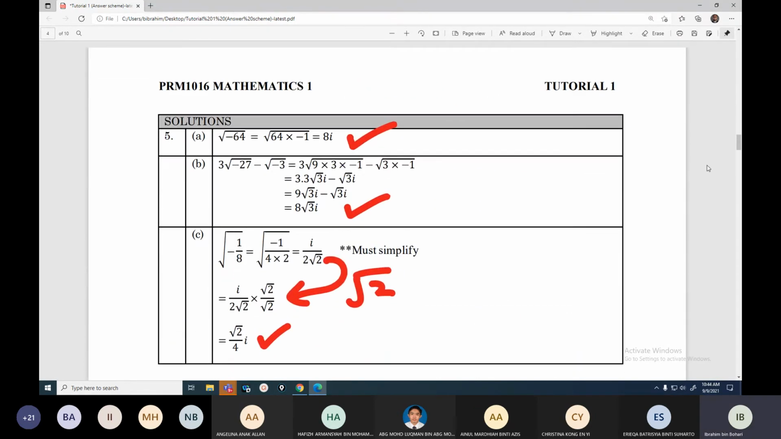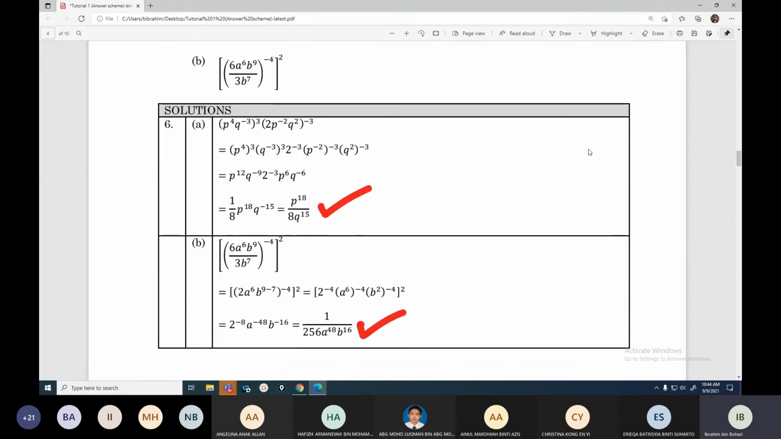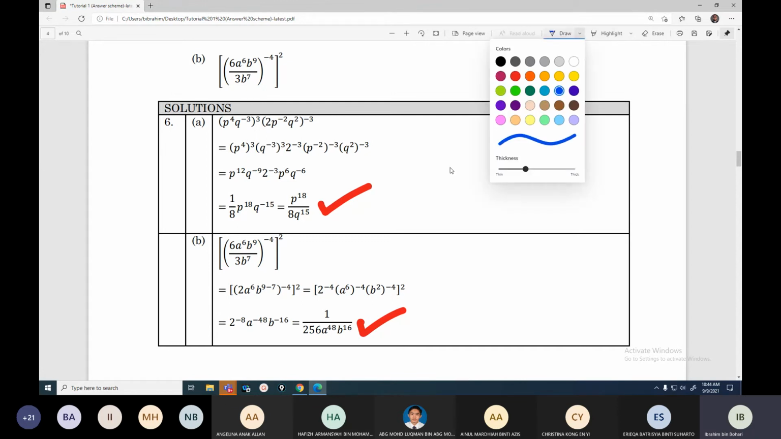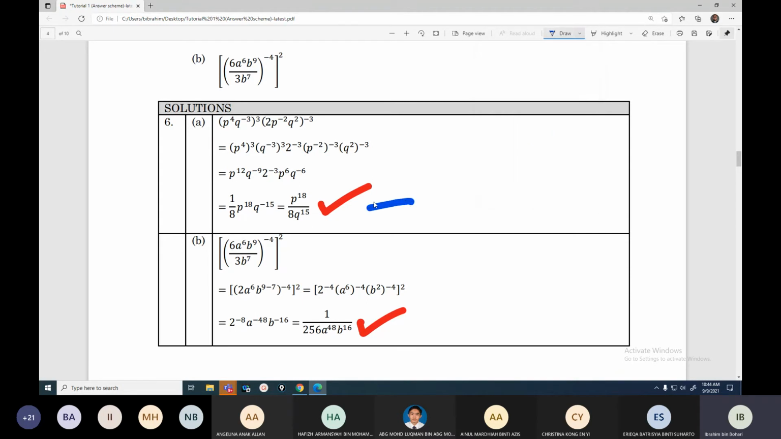Saya faham maksud dia. Maksud dia macam ini. Okay, this one. Question 6A. So final answer here 1 over 8 P raised to the power of 18 and Q raised to the power of negative 15. You punya final answer better letakkan sampai ke sini. Kita pakai positif lagi bagus. Numerator here power of 18 positive and denominator here Q raised to the power of 15. You punya final answer sampai ke sini. Okay? Boleh sampai ke sini.